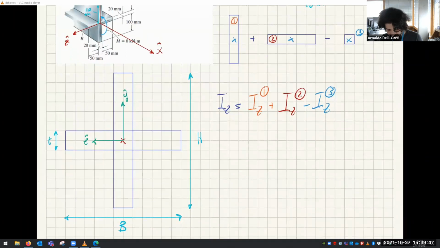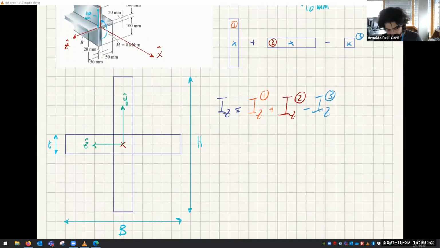So Iz of 1 is just rectangle 1. So rectangle 1 is just B. In this case, B is T. This one is T, and this one is capital H. This one is B, and this one is T, and this one is T, and this one is T.